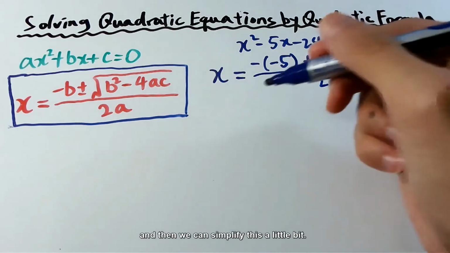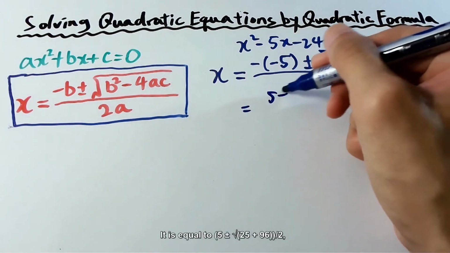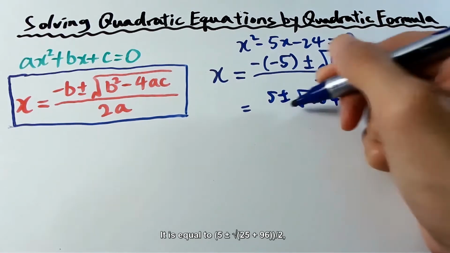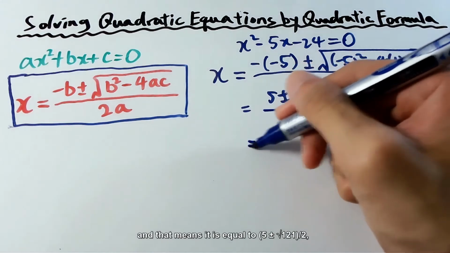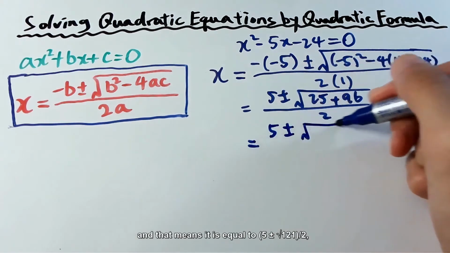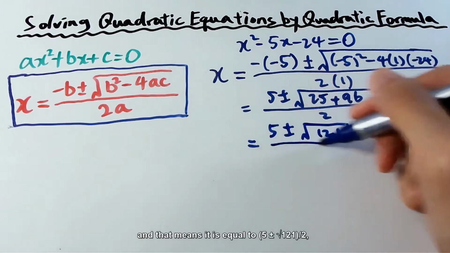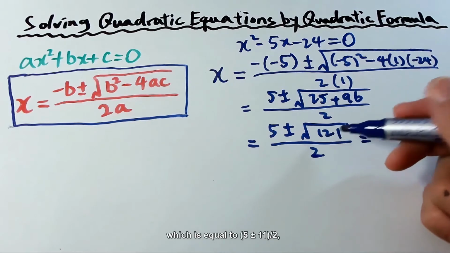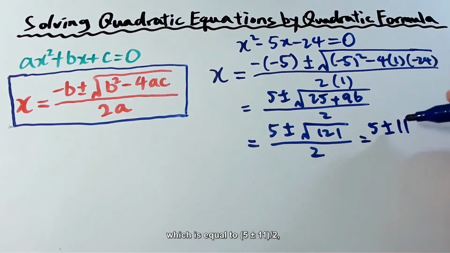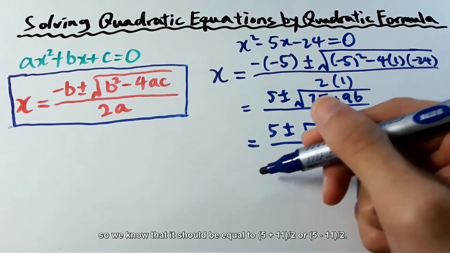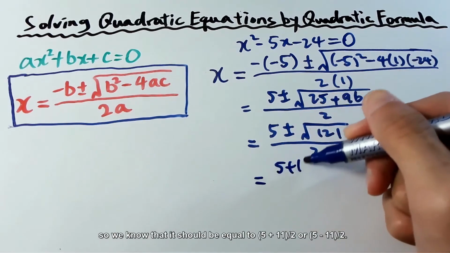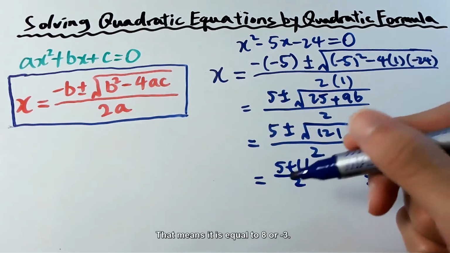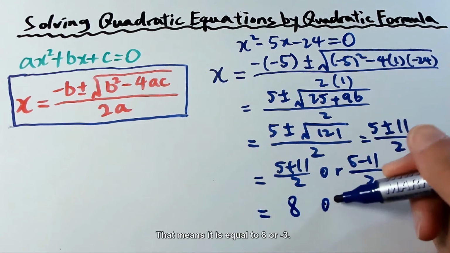And then we can simplify this a little bit. It is equal to 5 plus or minus square root of 25 plus 96 over 2. And that means it is equal to 5 plus or minus square root of 121 over 2, which is equal to 5 plus or minus, square root 121 is 11. So it is 5 plus or minus 11 over 2. So we know that it should be equal to 5 plus 11 over 2 or 5 minus 11 over 2. That means it is equal to 8 or minus 3.